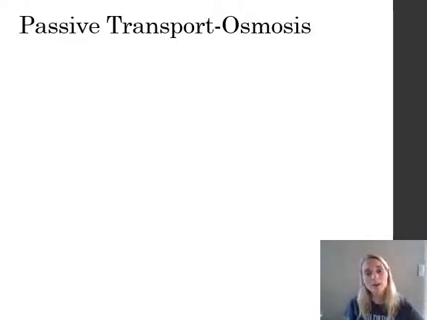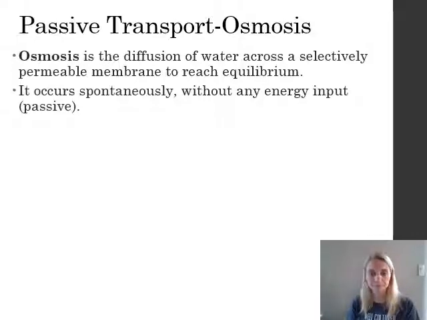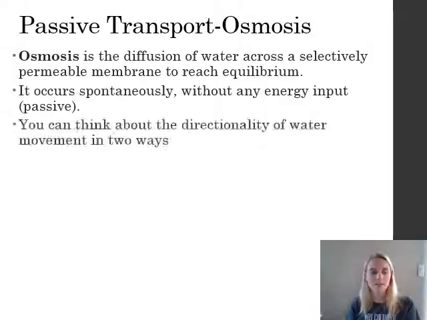This last type of passive transport is called osmosis, and it is specifically dealing with water. It's the diffusion of water. That's its definition. So osmosis is the diffusion of water across a selectively permeable membrane, again, to try to reach that equilibrium. That's the law of the universe. Everything's trying to reach that equilibrium. Again, it's passive. It occurs spontaneously and relatively quickly at that.